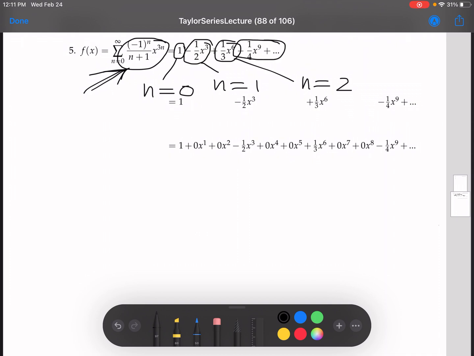And similarly, this is the term that we get when we plug in n equals 3. So you could think of this as the n equals 0 term. This is the n equals 1 term. This is the n equals 2 term, and this is the n equals 3 term.